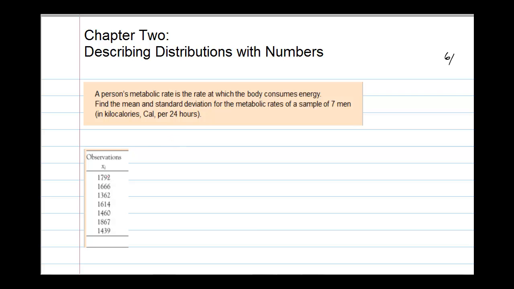So let's go ahead and first of all look at the raw data. To get started, if you notice here, I have 1, 2, 3, 4, 5, 6, 7. So this is my sample of size 7. So I know right away that n equals 7. My sample size is 7. And these are my observations. So for the first man, his metabolic rate was 1,792, and these are kilocalories per 24 hours. The second person had a metabolic rate of 1,666. So these are my observations.